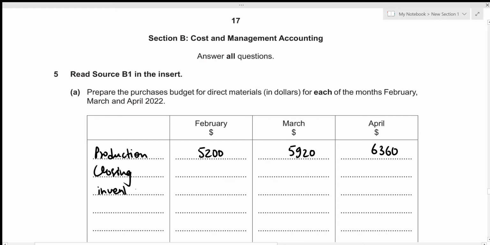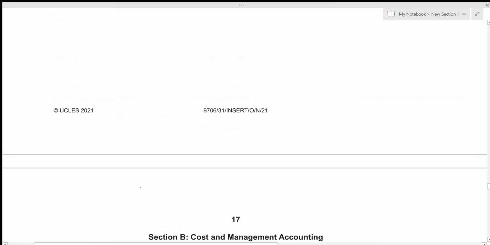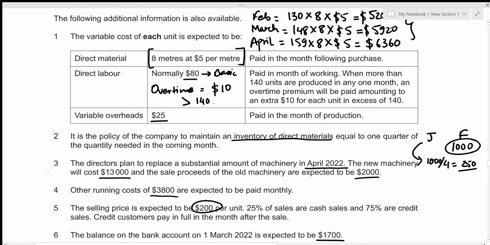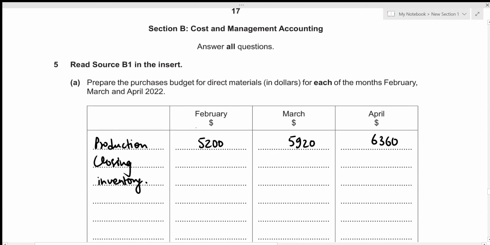Now, if you remember correctly, in the additional information, we were given the policy regarding the closing inventory of direct materials right here. It is a policy of the company to maintain an inventory of direct materials equal to 1/4 of the quantity needed in the coming month. So the closing inventory for February is going to be 1/4 of the production level in March. That's 5,920 divided by 4, which is 1,480, the closing inventory for February.